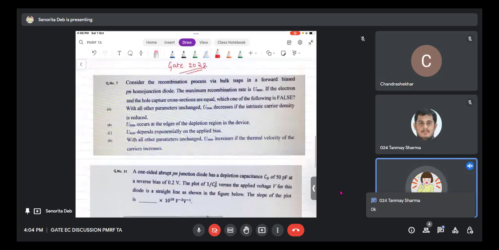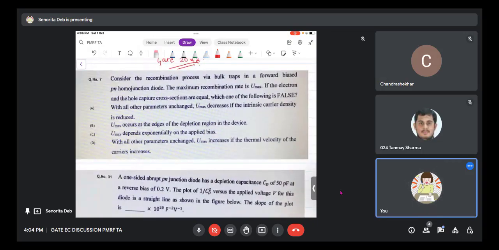So this was the question. Consider the recombination process via bulk traps in a forward bias PN homojunction diode. The maximum recombination rate is Umax if the electron and hole capture cross-section areas are equal. Which one of the following is false? So the doubt was about the maximum recombination rate.